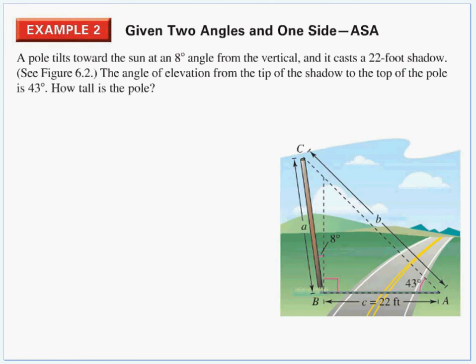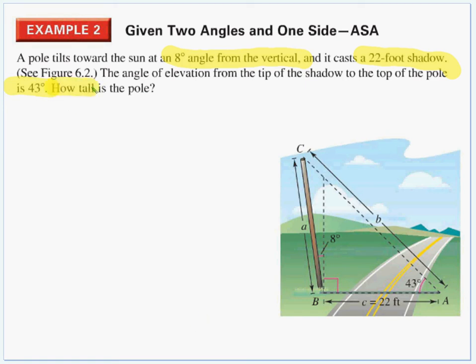Now, example 2 here, it's sort of the same song and dance, but we're not solving the whole triangle. We're just looking for one piece that's missing. So in the setup to this, they say a pole is tilting toward the sun at an 8-degree angle from vertical. I'm going to highlight that. That sounds pretty important. 8-degree angle from vertical. It casts a 22-foot shadow. The angle of elevation from the tip of the shadow to the top of the pole is 43 degrees. How tall is the pole?